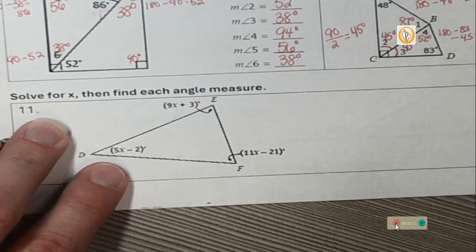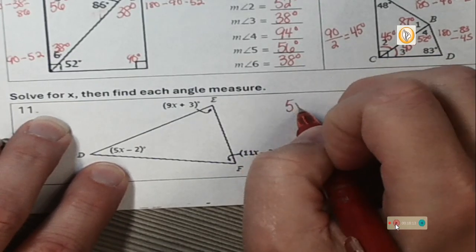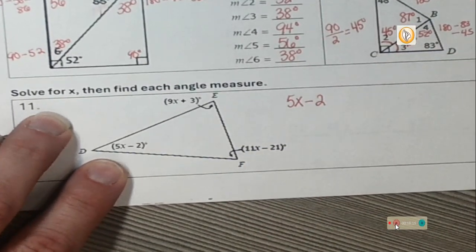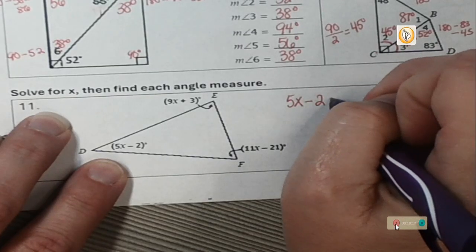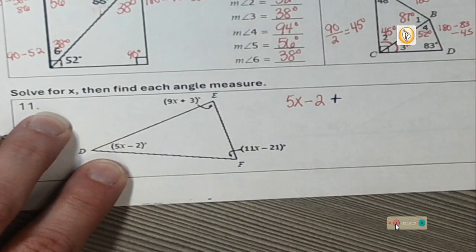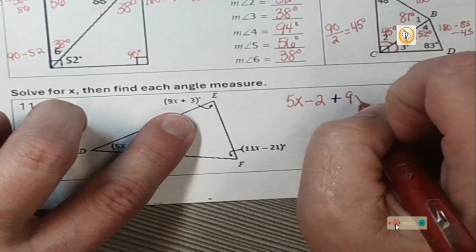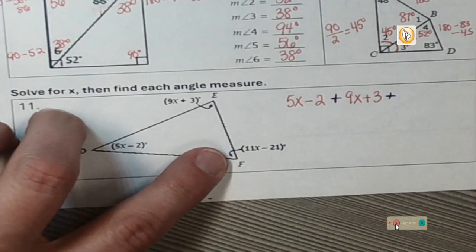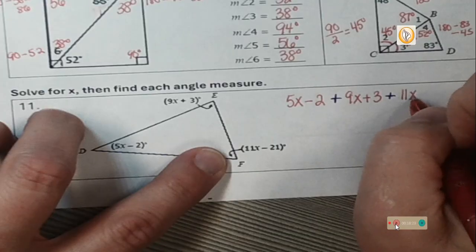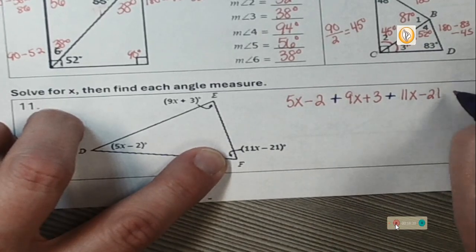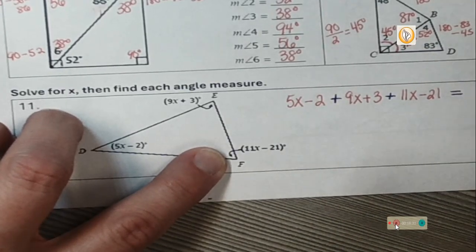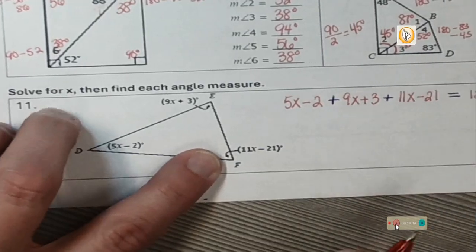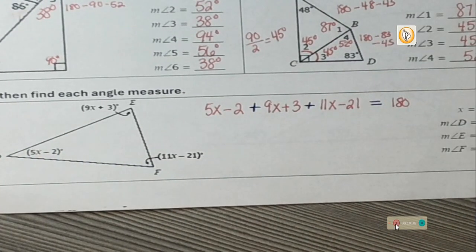So I'm going to do it in alphabetical order. I'm going to take 5x minus 2. I'm going to try to change colors here so it stands out. I'm going to add that to E, which is 9x plus 3. I'm going to add that to 11x minus 21, and then that is going to equal 180 degrees because those are all inside the triangle. And the sum of the interior angles of a triangle is 180.